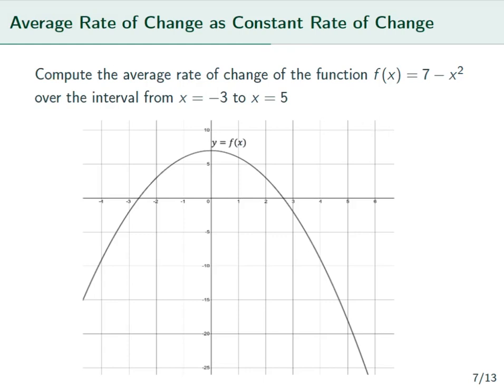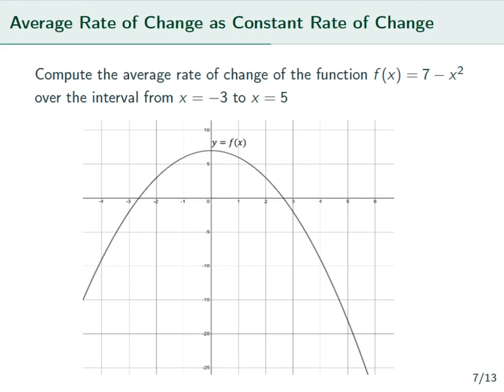So let's look at average rate of change as a constant rate of change. Here we're going to try to compute the average rate of change of function f of x equals 7 minus x squared over the interval from x equals -3 to x equals 5.